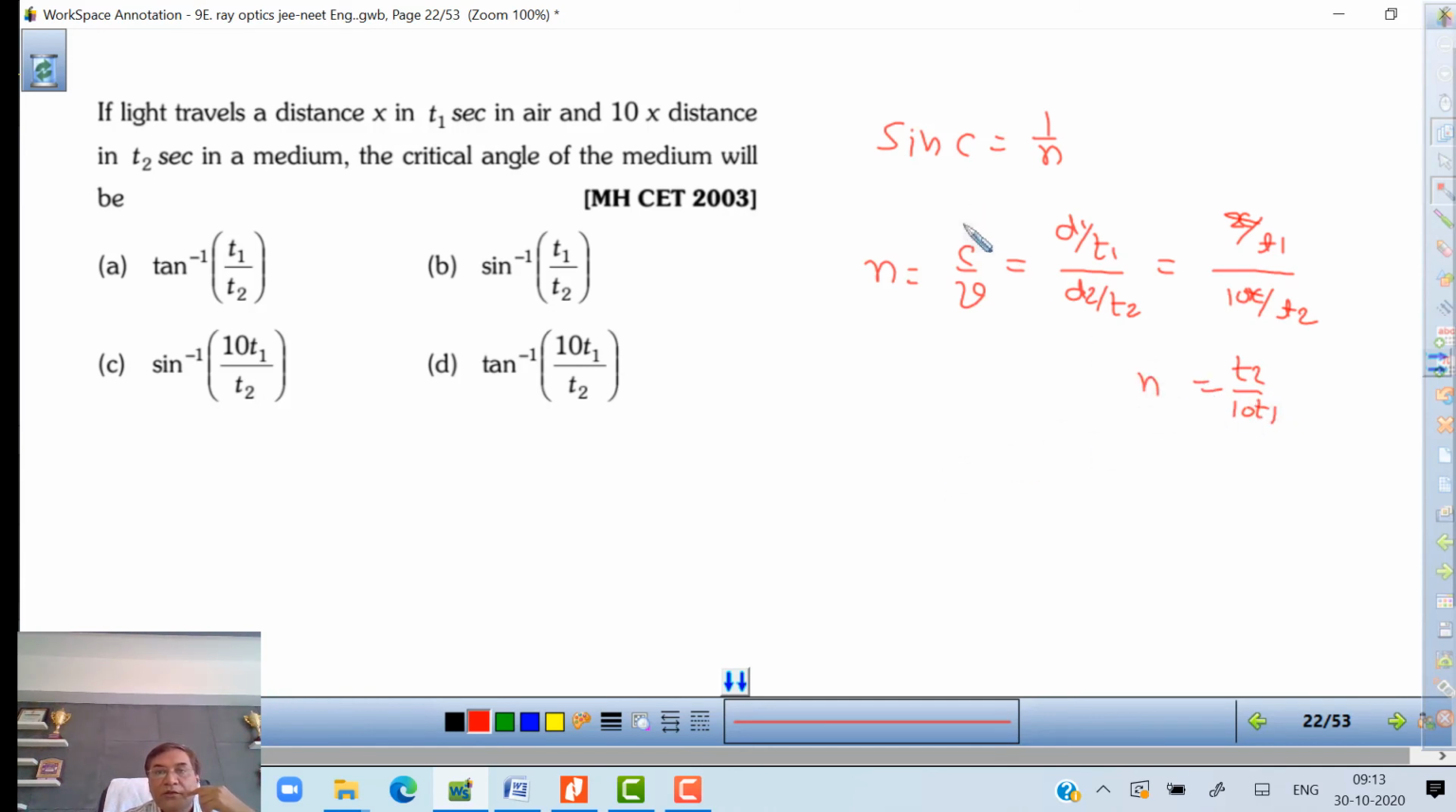So what is mine? Critical angle. sin c is equal to 1 upon n, so 10 t1 upon t2, and that is c equal to, sorry, sin inverse of 10 t1 upon t2. So this is your option.